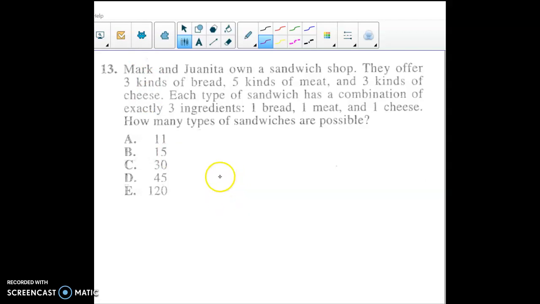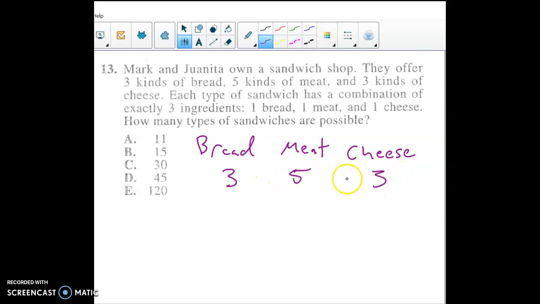Okay, so this is multiple categories because you're choosing from a category called bread, a category called meat, and a category called cheese. Furthermore, you're picking one from each. So this is counting principle. You have 3 kinds of bread, 5 kinds of meat, and 3 kinds of cheese. Okay, and if you multiply, like for each bread, there's 5 meats, and after those 15 are made, you have 3 choices of cheese for each one. So just multiply all these together and you get 45 as our answer.